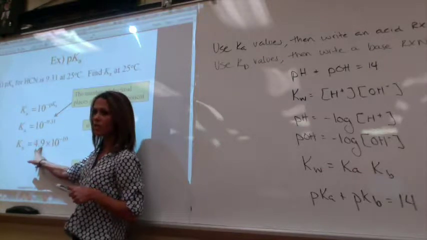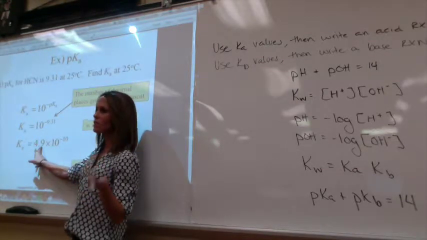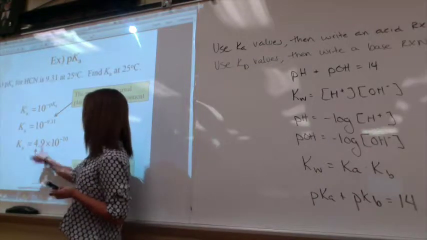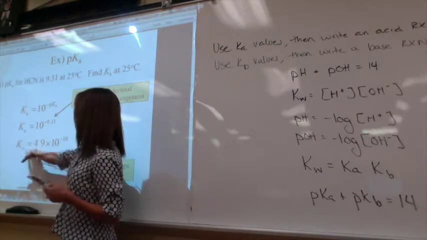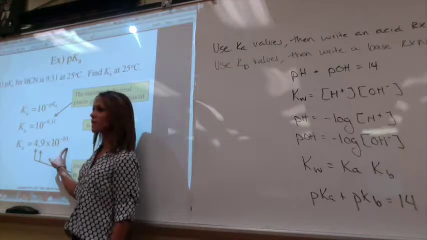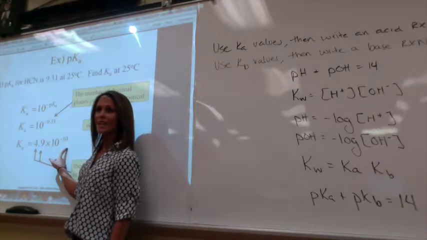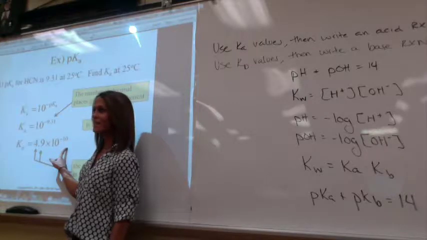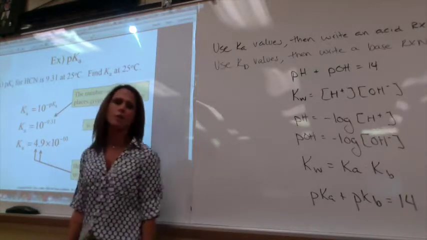Same thing with pH, right? pH has 2 decimals, then the H plus concentration would have 2 sig figs. So make sure that you pay attention to that. So this is our Ka value. It's really low, which means that HCN is a weak acid. Got it? Right? That's how we can pay attention to the Ka values.